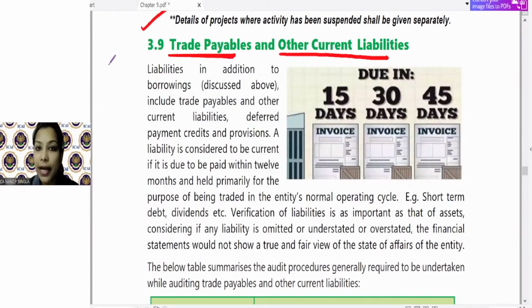Now, with respect to trade payables and other current liabilities. Students, in our last session we discussed that when the auditor is verifying trade receivables, it started with getting a comfort over the internal control of sales. Here, when the auditor is verifying trade payables, the auditor will first obtain comfort on the internal control with respect to purchases. Right? We did this in the last session, did you understand?